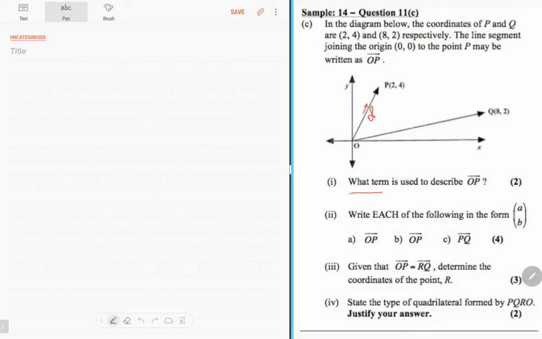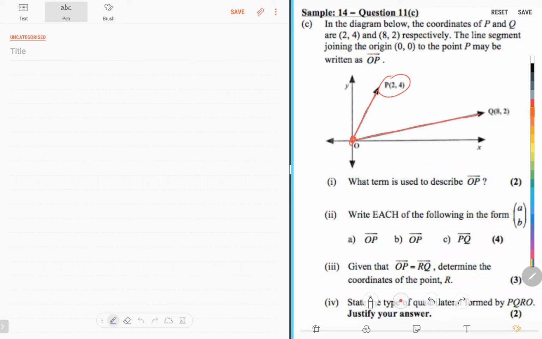And the first part says we have to write the term for that vector OP, right? What term is used to describe that vector OP? Now, any vector from the origin to a point is called a displacement vector, not displacement vector, position vector, sorry. Any vector from the origin to a point is called a position vector. So the vector from the origin to P is a position vector of P, and the vector from the origin to Q is a position vector of Q. All right, and that is what they are called, position vectors. So OP is a position vector of P.